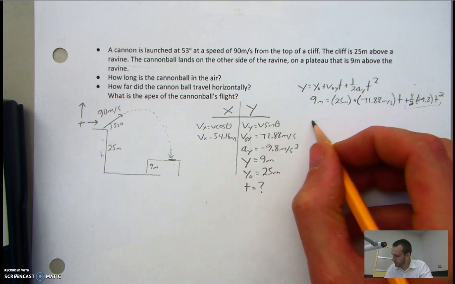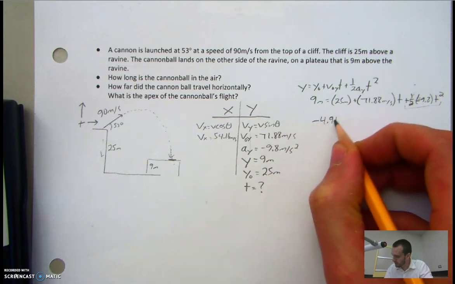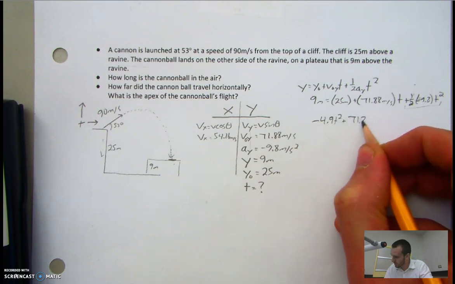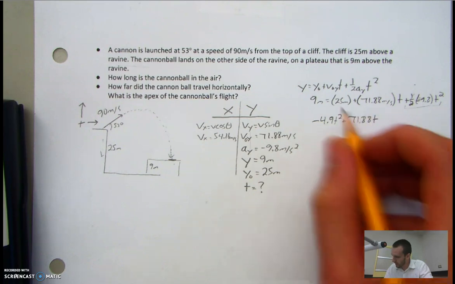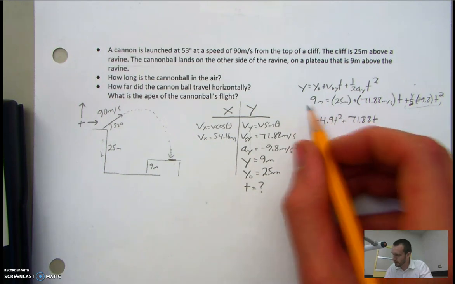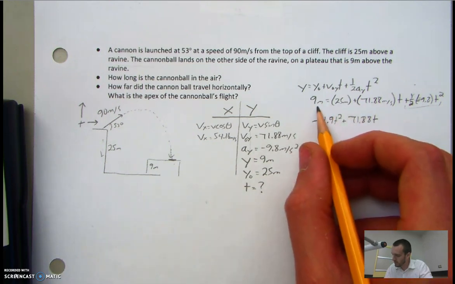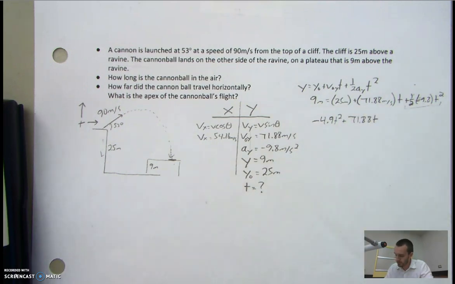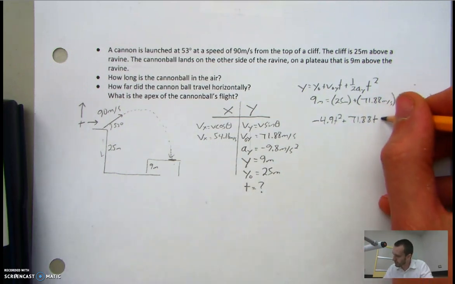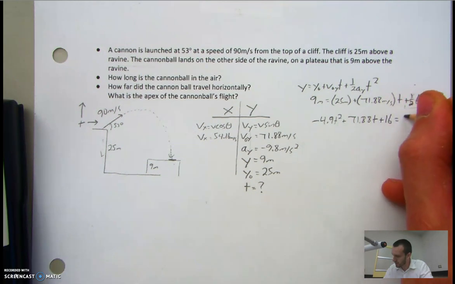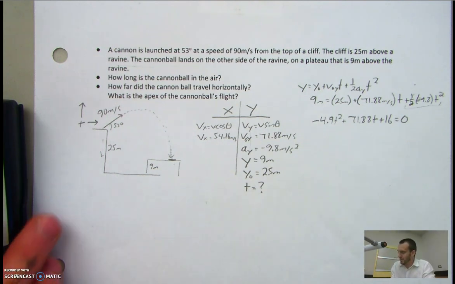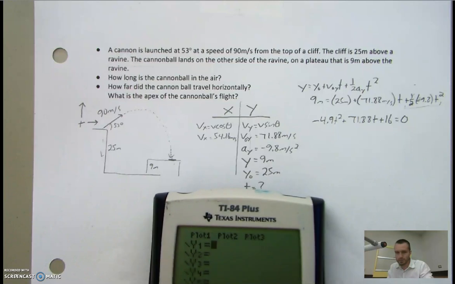This would simplify to negative 4.9 t squared. This would simplify to plus 71.88 t. And if I wanted to set this equation equal to 0, I would need to subtract 9 from both sides, and 25 minus 9 would get us 16. So I'm going to put plus 16 over here equals 0. Now, if you're looking at that and you're thinking to yourself, that looks like the quadratic formula. Yeah, that's because it does. Or at least it looks like something that we could use the quadratic formula to solve.